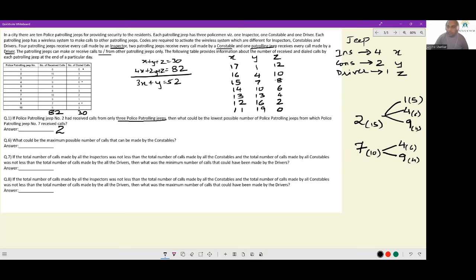Next question, what could be the maximum number of calls that could be made by the constables? Constables is y. Maximum possible value of y is in this case 11, 19, and 0. So maximum possible number of calls will be 90.